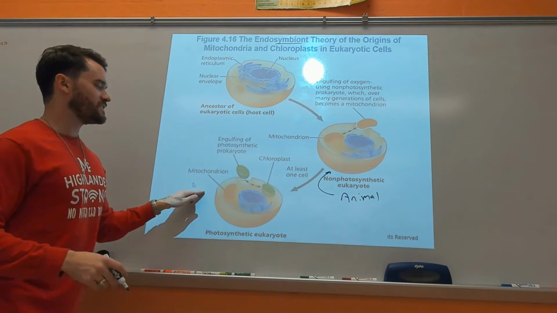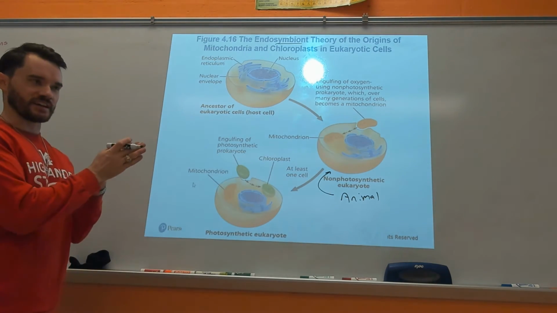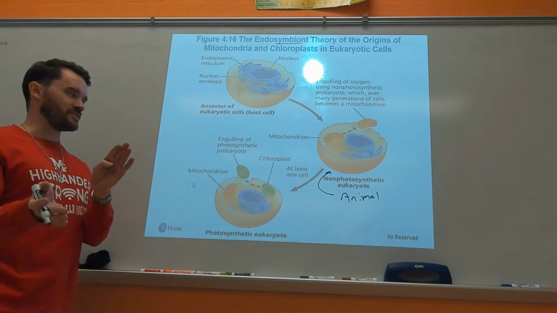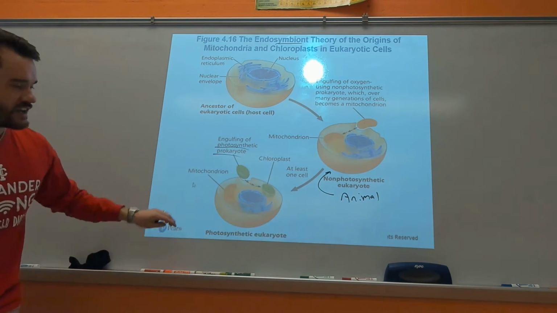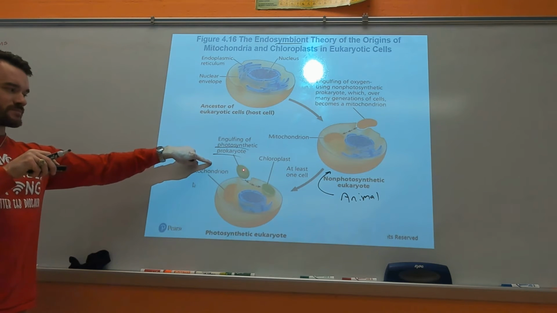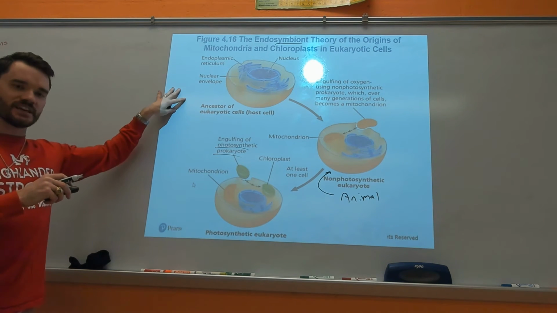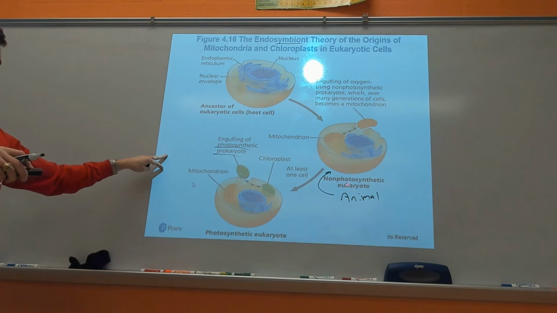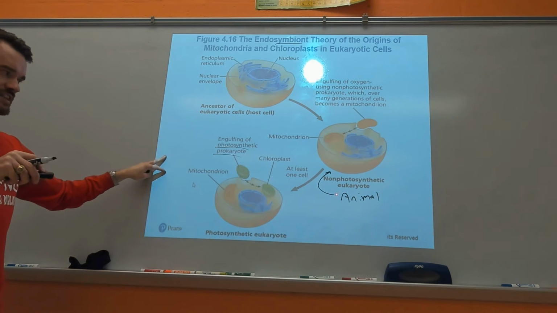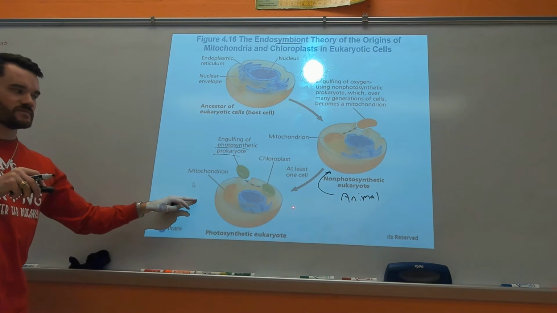Okay? And then let's say a subset of those animal cells then engulfed a photosynthetic prokaryotic cell. So in other words, this photosynthetic prokaryotic cell existed by itself independently, and then it got engulfed by one of these non-photosynthetic animal cells.